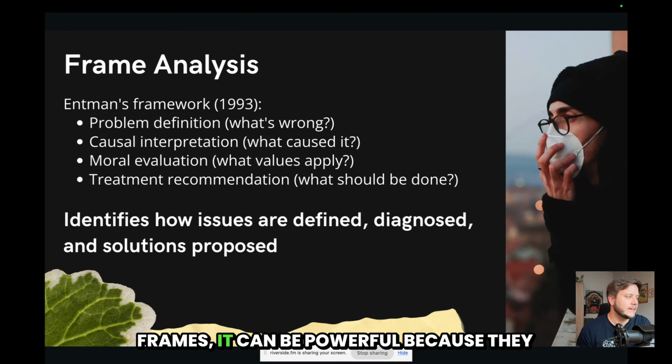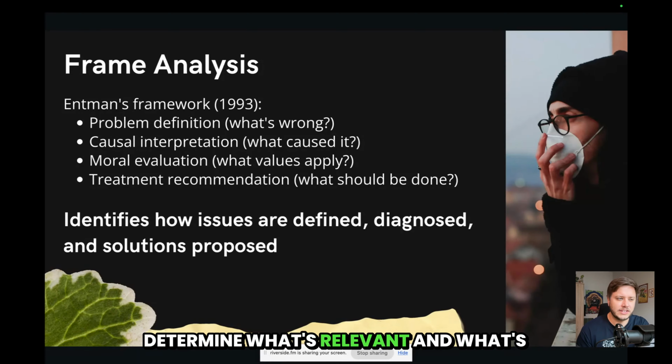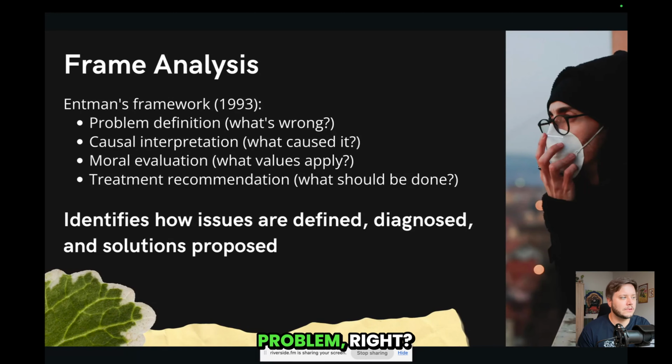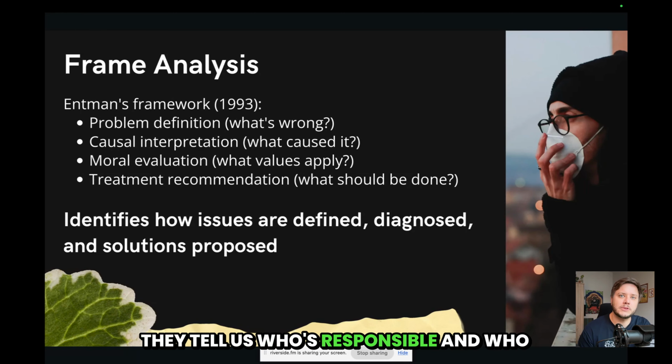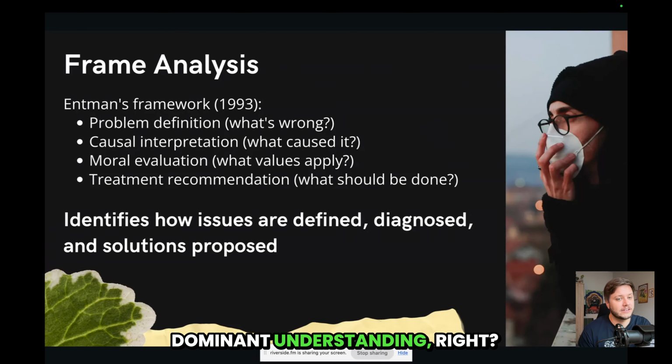Frames can be powerful because they determine what's relevant and what's irrelevant to a policy problem, right? They tell us who's responsible and who benefits from solutions. And different stakeholders fight to establish their preferred frame as a dominant understanding, right? So it really shows how different folks could be framing an issue.